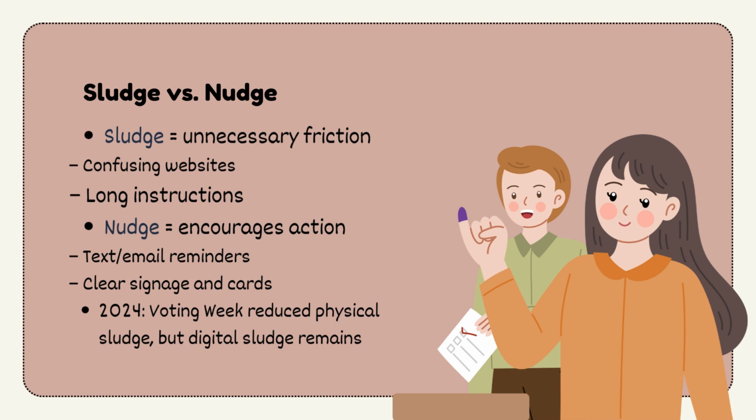Nudges, in contrast, help people take action, for instance text reminders, simple visually clear voter cards, and QR codes to polling station maps. Election Saskatchewan should audit for sludge and replace it with timely nudges.